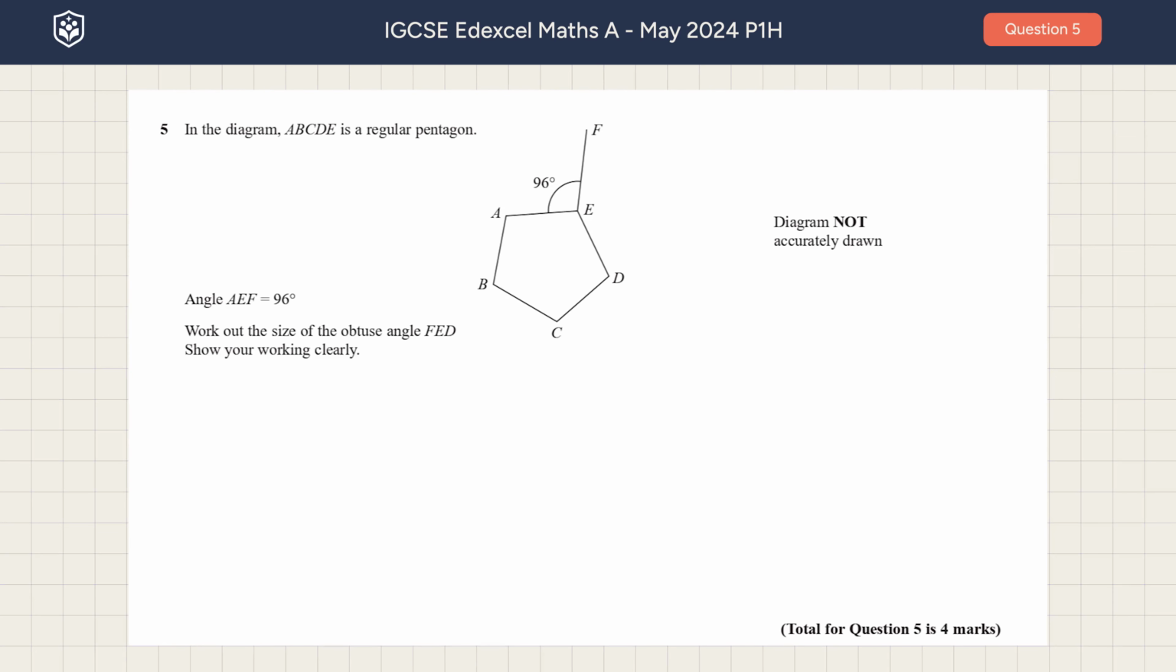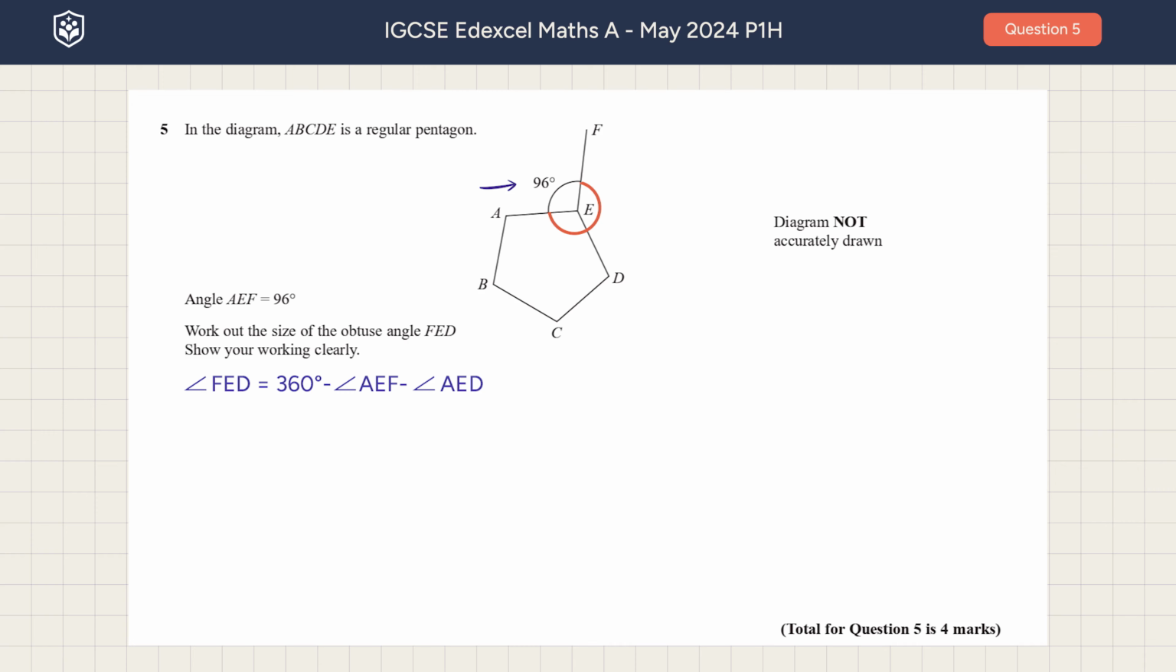On to question 5, we are given a regular pentagon and given the angle AEF, which is 96 degrees, and we are asked to find the angle FED. In order to do this, we need to use two angles, angle AEF and angle AED. Since we know the three angles make a full circle, we can write the equation FED equals 360 degrees minus angle AEF minus angle AED. Since angle AEF is already given, we only need to find AED.